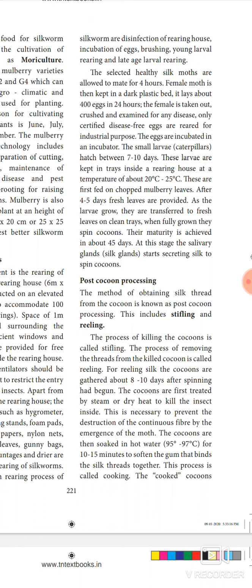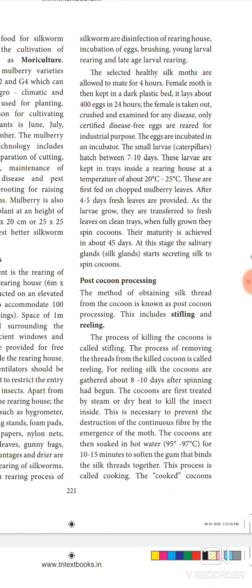When fully grown, they spin cocoons. After eating the mulberry leaves, they are fully grown and form the cocoon, spinning like a cocoon. Now they attain the maturity stage. Their maturity is achieved in about 45 days.